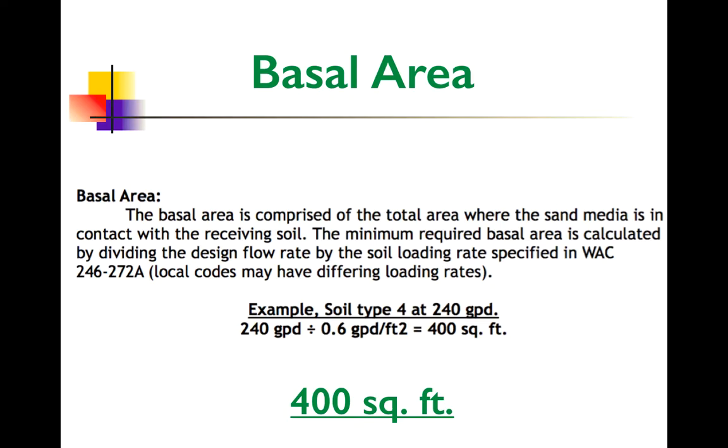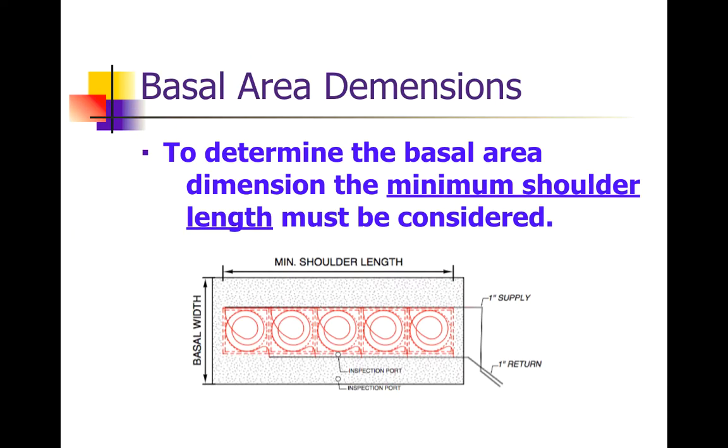The first thing we want to do is calculate the basal area, and that's done simply by taking the design flow rate divided by our application rate of receiving soil. Here we're going to use soil type 4, so we're going to need a minimum of 400 square feet in our basal area. So now we've got to figure out what the actual dimensions of that basal area are going to be.